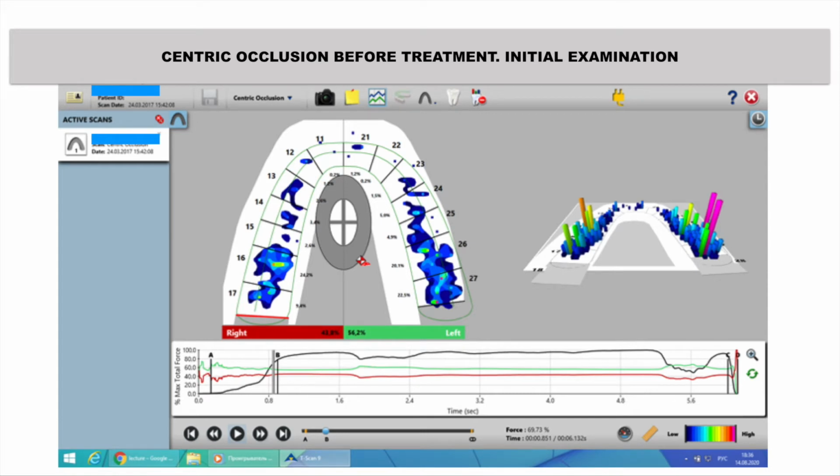So this T-scan was taken before any treatment was introduced on that patient, and what we can see is that there are severe force outliers on number 15, which is 27 in the European nomenclature, and on number 3, which is 16. And these all happened in centric occlusion before she had any treatment.